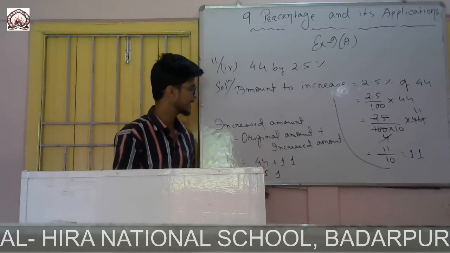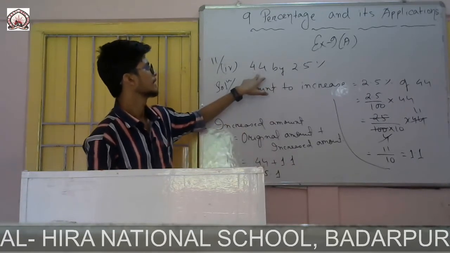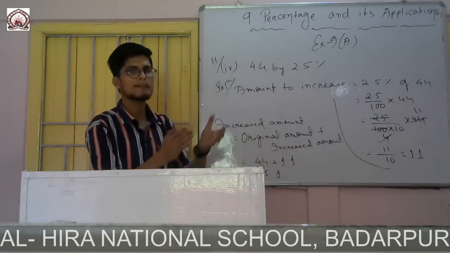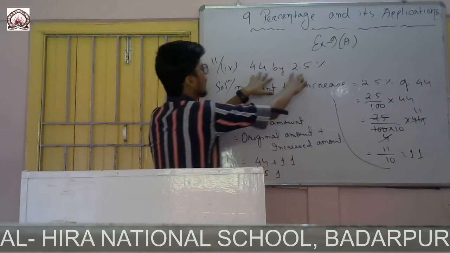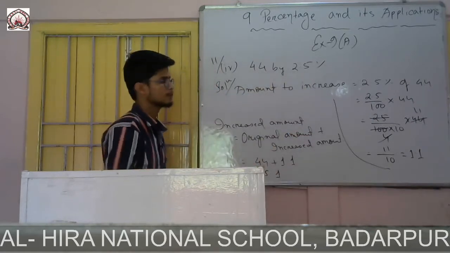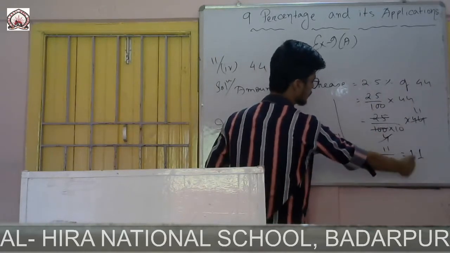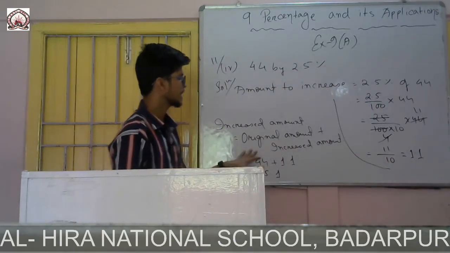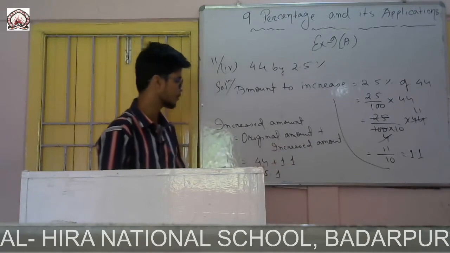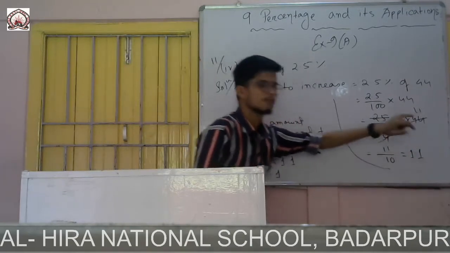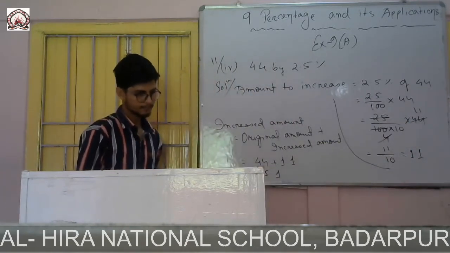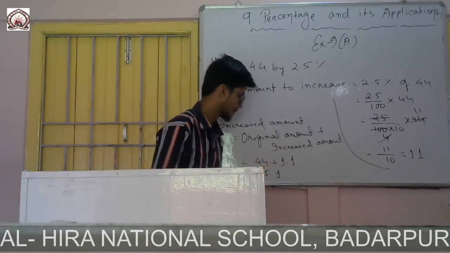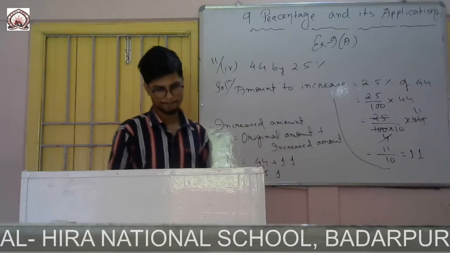45.1, this is the increased amount. The question is to find that if I increase 44 by 2.5%, what will be the new amount. First of all, I have to find the 2.5% of 44. So 2.5% of 44 is equal to 1.1. That means the increased amount will be original amount plus increase. The original amount was 44, the increase was 1.1. So it is 44 plus 1.1, which is 45.1.